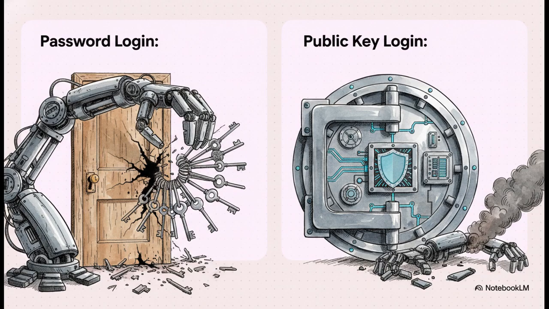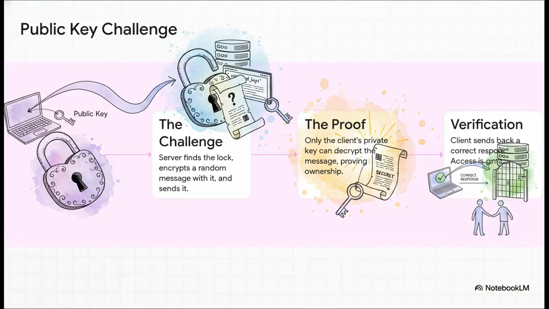On the right, though, we have the undisputed champion, public key login. This uses a different, more powerful type of cryptography, and it is vastly more secure. It's the same kind of tech that puts the little padlock in your web browser. This is the gold standard, and it is absolutely the recommended method. So how does this much stronger method actually work?